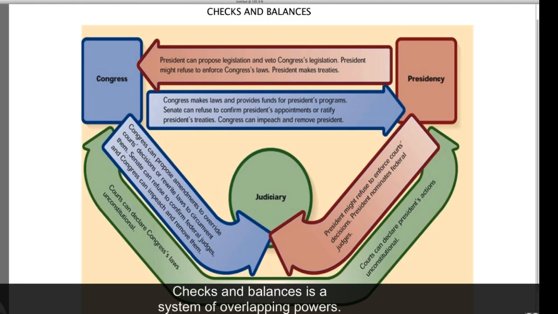Checks and balances is a system of overlapping powers. Now, in the previous video tutorial, we talked about separation of powers. And separation of powers is exactly what it sounds like, the separation of functions of government into different branches, and the branches can only perform their own assigned functions, not the functions of the other branches.